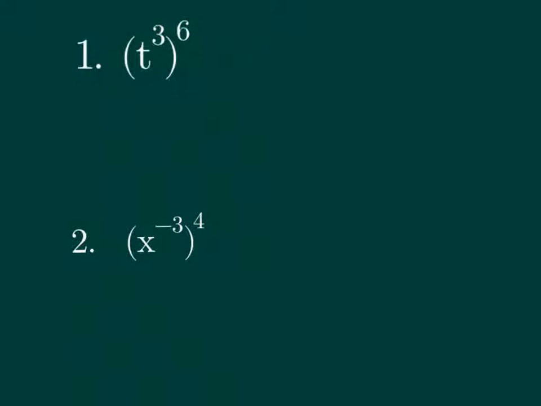So we have t to the 3rd to the 6th. So we're going to multiply. So 3 times 6 is 18, and the answer is t to the 18th.